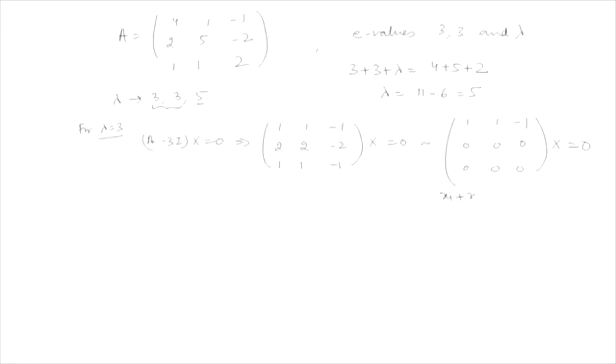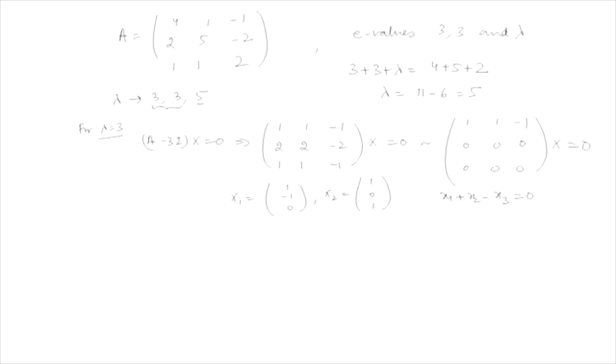So what are those two vectors? x1 plus x2 minus x3 equal to 0. We can pick any two arbitrary linearly independent eigenvectors satisfying this equation. So we can take X1 as [1, minus 1, 0], because it satisfies this, and X2 as [1, 0, 1], which also satisfies this, and these two are linearly independent. So yes, they will form the entire eigenspace.